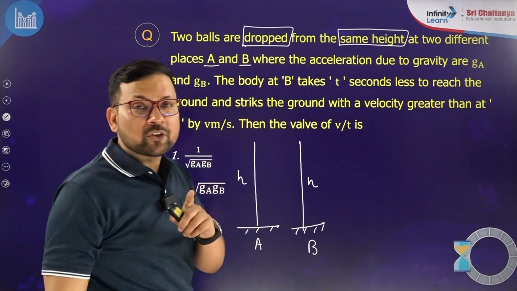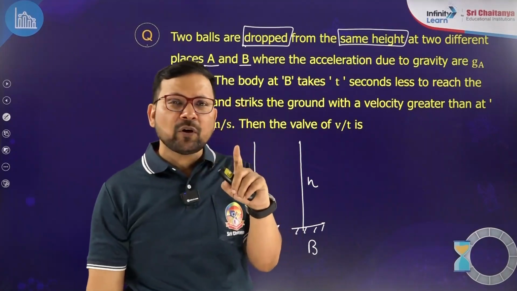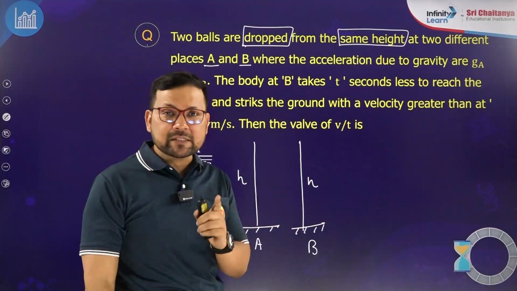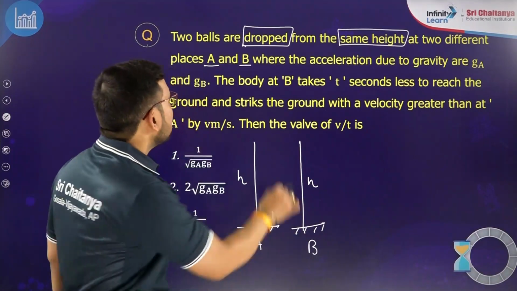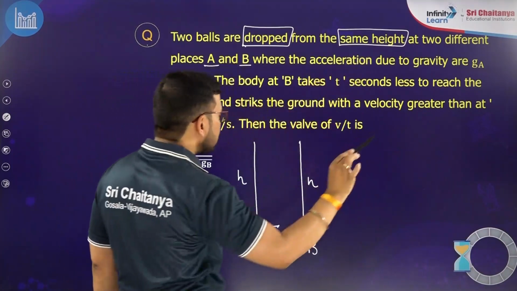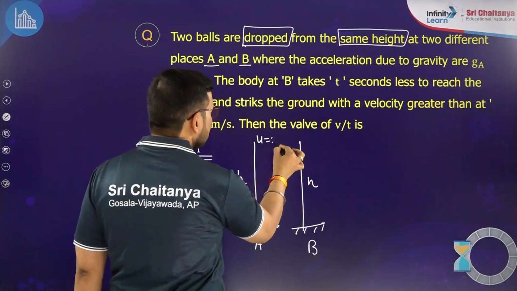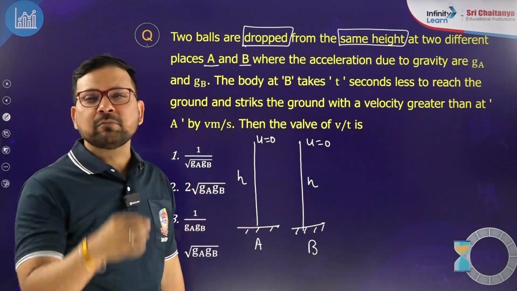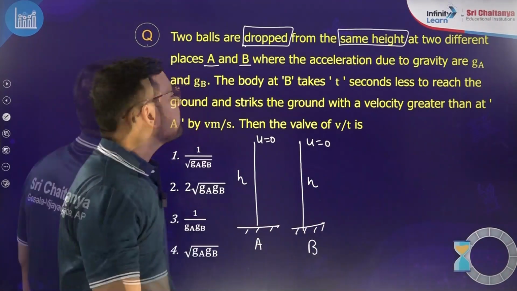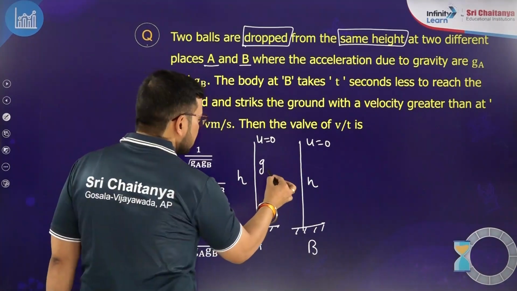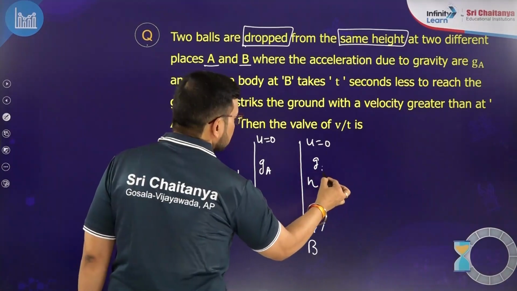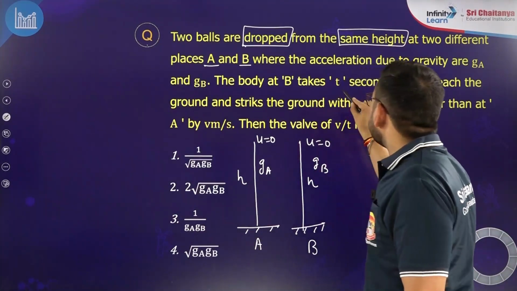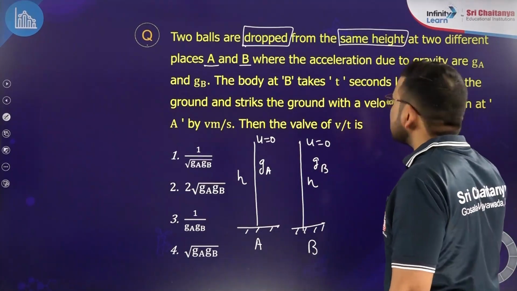What we have discussed for dropping, always we will check whether dropping is from a static surface or moving surface, because initial velocity will be decided according to that. So they are dropped from the same height. No surface is given, so I will take initial velocity 0, assuming that it is a static surface, some building, some tower, and like that. Here g is Ga, here g is Gb. The body at B takes t seconds less to reach the ground.